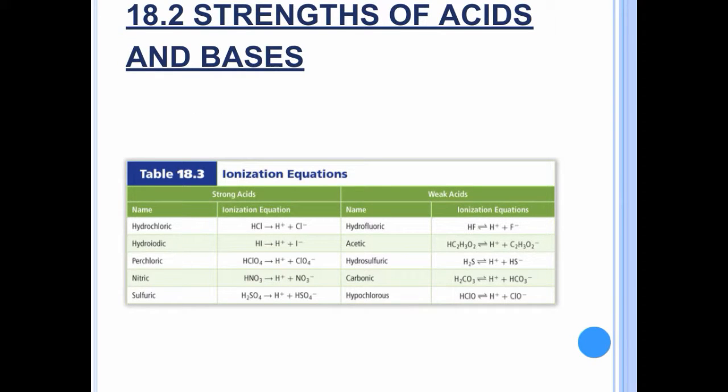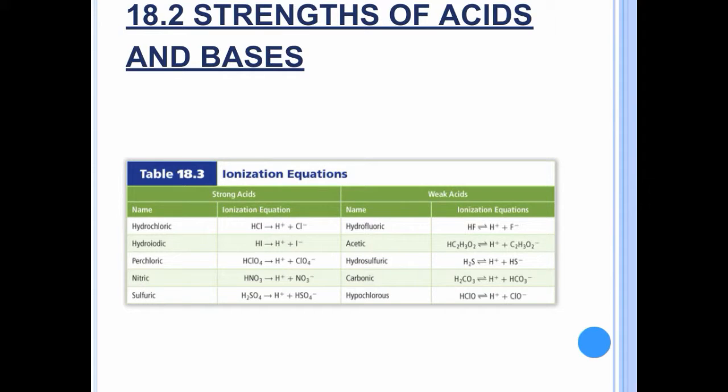So here are examples of strong versus weak acids. We've got hydrochloric, hydroiodic, perchloric, nitric is another very strong acid, and sulfuric acids, whereas weak acids are things like hydrofluoric, acetic, which is the ingredient in vinegar, hydrosulfuric, carbonic acid, which is in a lot of sodas, and hypochlorous acid.